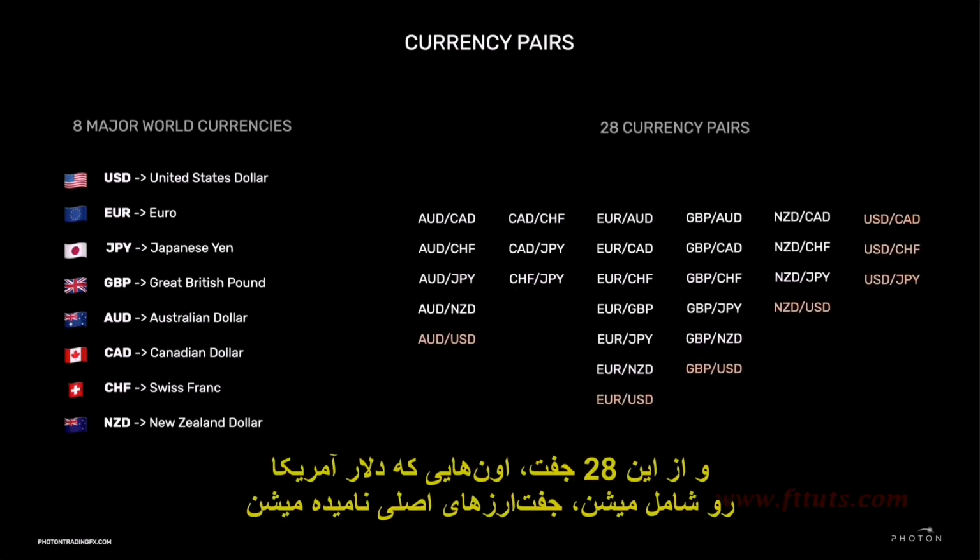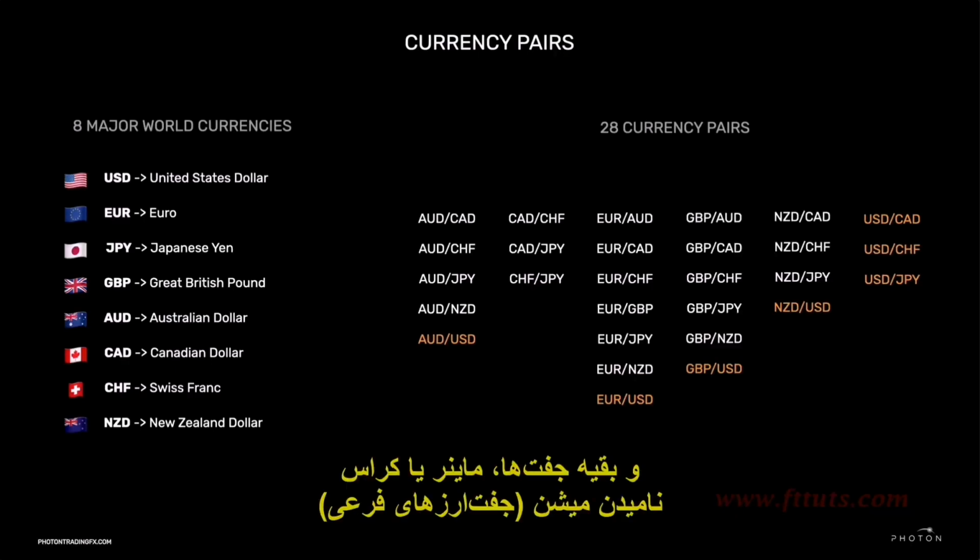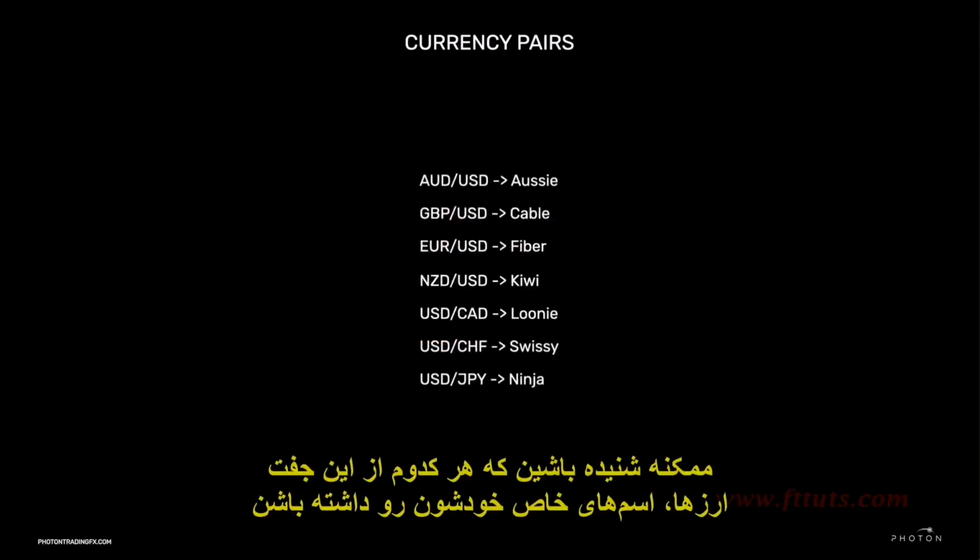And of these 28 pairs, those that contain the US dollar, those are referred to as the majors. And the remaining pairs that do not contain the US dollar, they are commonly known as minors or crosses. Now, you may hear many of the major pairs referred to by traders with certain nicknames.